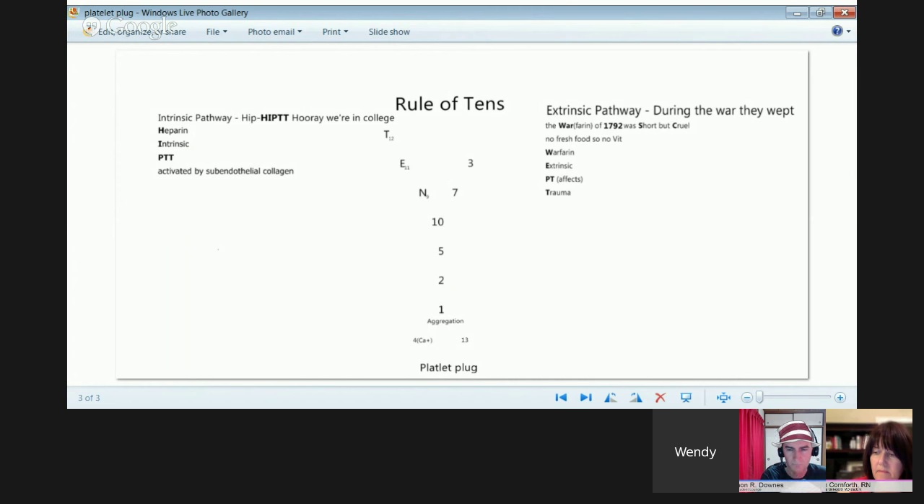So let's see if I can. Can you guys see these questions? Not yet. Still on the first slide. Let's see, we've got 5 minutes left. Okay, can you see that? Yes.